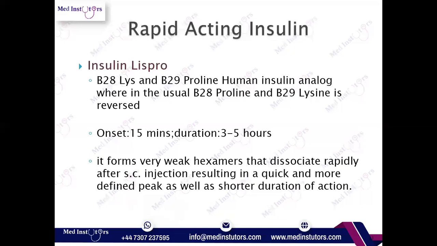So, since it is a rapid-acting insulin, it will peak very fast. The level of insulin in the blood reaches a peak very fast, within 15 minutes. The onset of action starts, and the duration of action is also very short. It will last only for 3 to 5 hours. So this is how insulin Lispro acts.